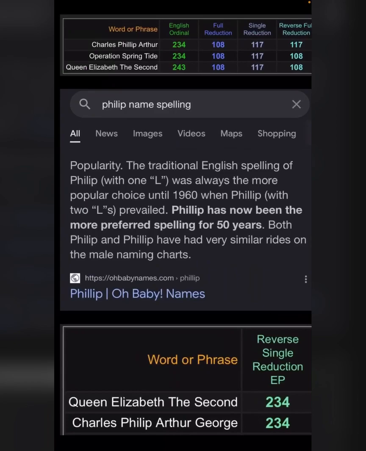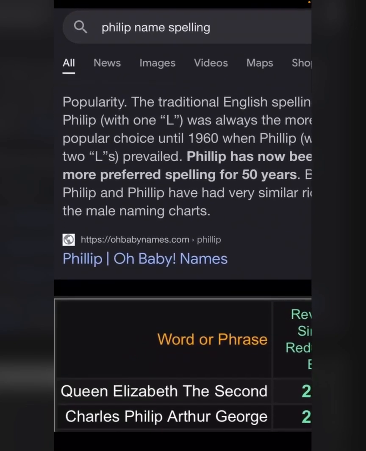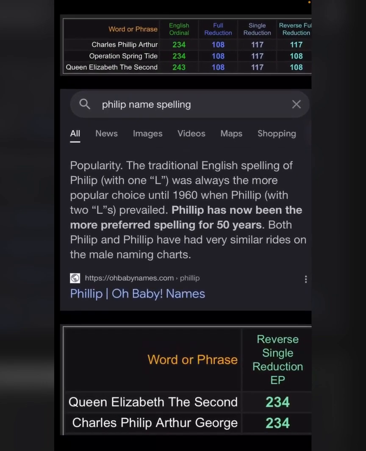But if you take Prince Charles's full name down here at the bottom, guys, you're going to get a direct match again with the 234 with Queen Elizabeth II. And so his full name matches Queen Elizabeth II. Again, with the 234, this is the number that's going to continue to come up over and over and over again.